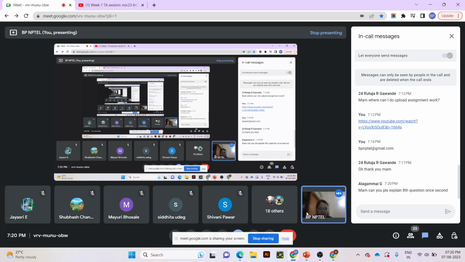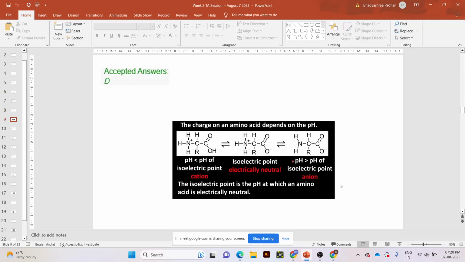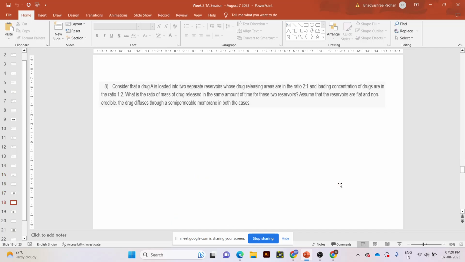Eighth question. One second. Okay. Someone wants me to answer the eighth question again. We'll go through that. So here is the eighth question. Consider that a drug A is loaded into two separate reservoirs whose drug releasing areas are in the ratio 2:1 and loading concentration of drugs are in the ratio 1:2. What is the ratio of mass of drug released in the same amount of time for these two reservoirs? Assume that the reservoirs are flat and non-erodible. The drug diffuses through a semi-permeable membrane in both the cases.